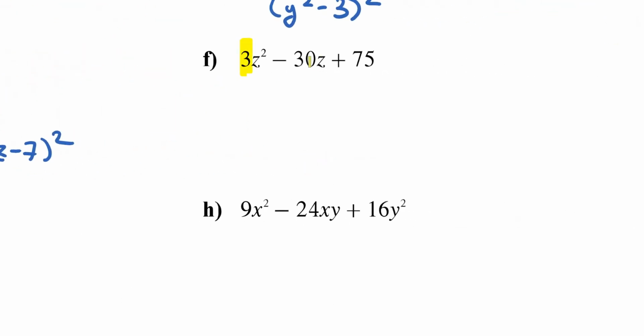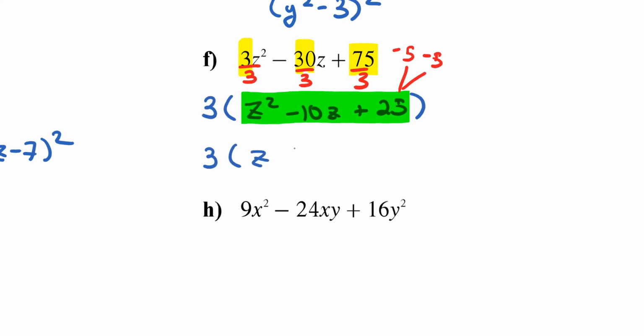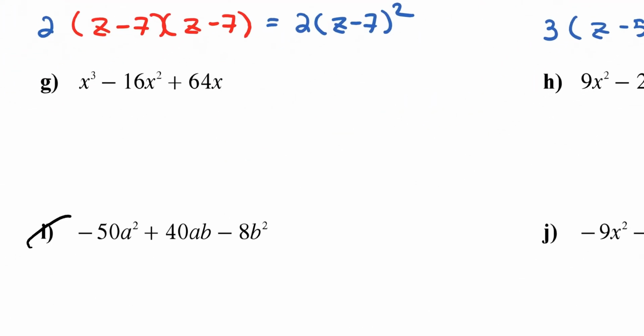For letter F, I have a 3 here, a 30, and a 75. So you need to recognize that you need to pull out the 3 right away. And if I do that, well, mathematically, you're just dividing every single term by a 3. So it'll be z squared minus 10z, and 75 divided by 3 is going to be 25. After that, take a look at that inside trinomial, and I need two numbers that multiply to 25 and combine to negative 10, so negative 5 and negative 5. So 3 bracket z minus 5 and z minus 5, which is 3 times z minus 5 all to the power 2.